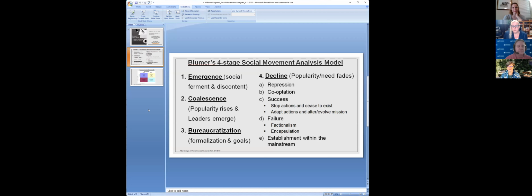We use Herbert Blumer's 4-stage model for analyzing a social movement. And I focus on helping the students learn how to even apply a scientific analysis model to do that sort of thinking. And they write an essay. And then I also have them do a presentation, an oral presentation with PowerPoint slides, and create a mini zine. And we're going to be talking about mini zines a little bit later.